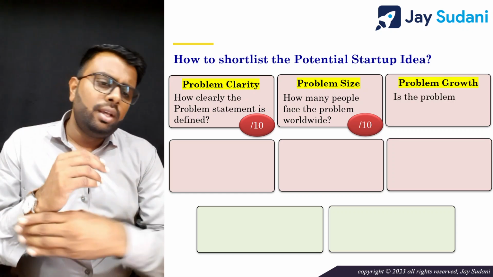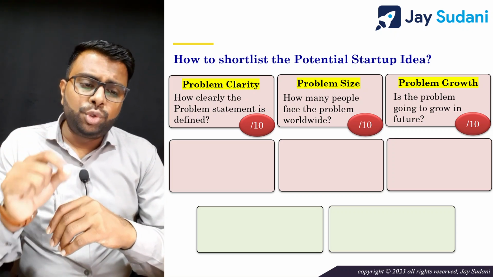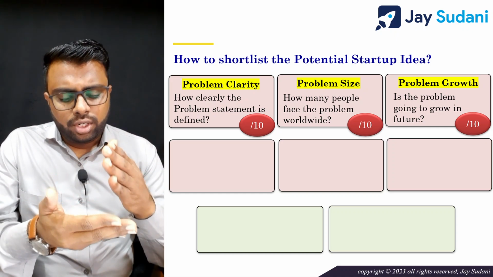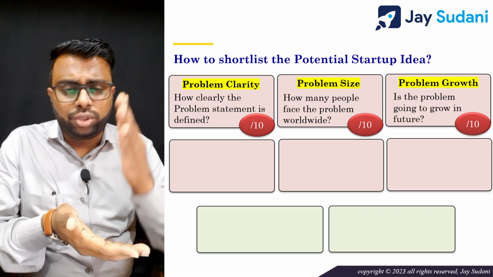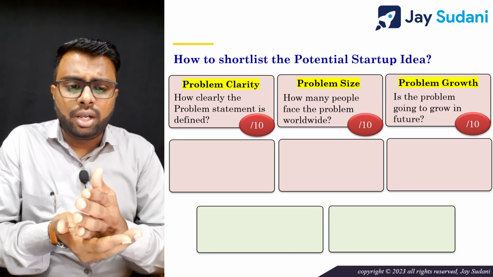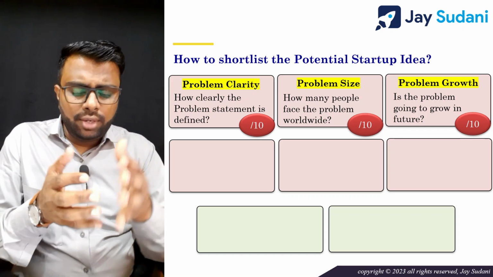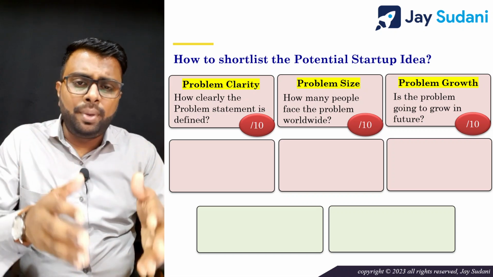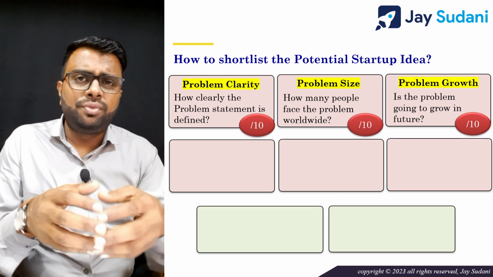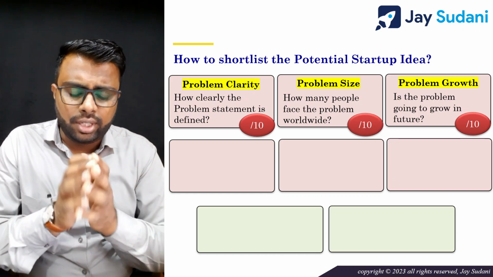Then problem growth. Try to understand, is the problem going to grow in future? Whatever problem you have chosen to solve today, what is the growth rate of this problem in future? Which means, let's say today 100 people are facing the problem, what will happen after 1 year? Do you think 150 people will be facing the problem? What after another year? If you find that there is growth in the problem or in the users for the same problem, you have higher chances of delivering your services or product to those people, and that's how you will increase your market capture, right?